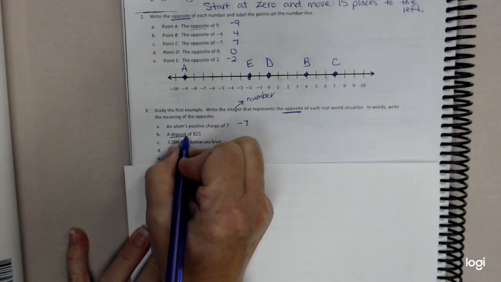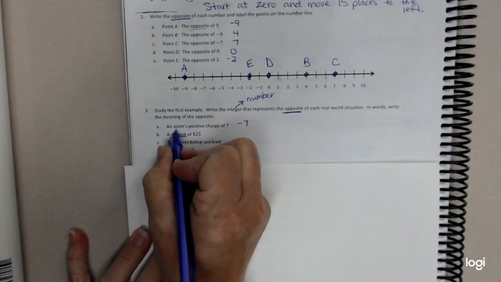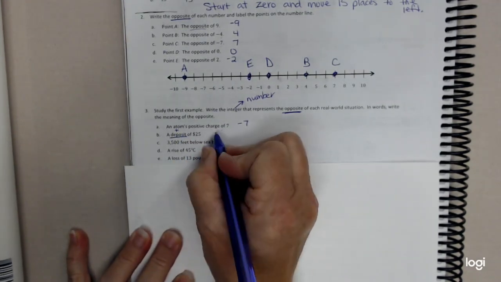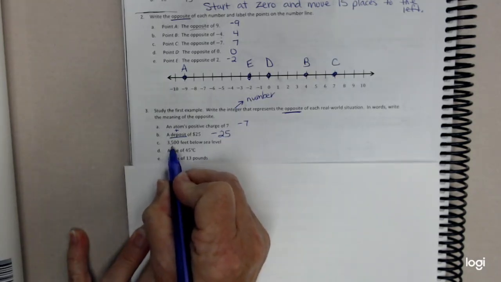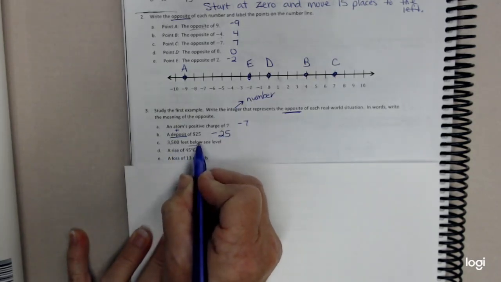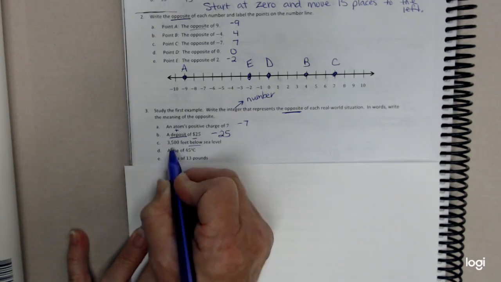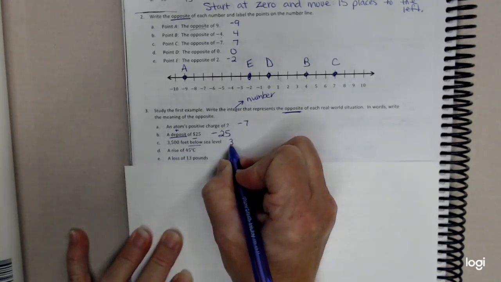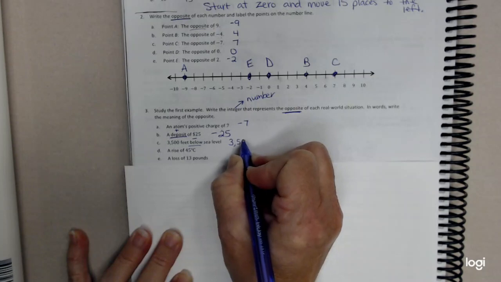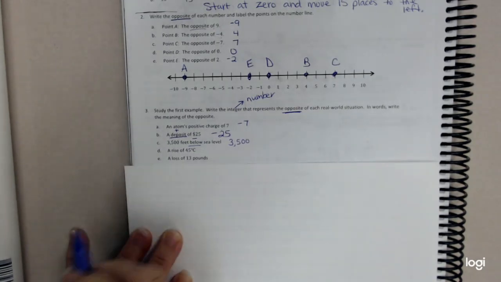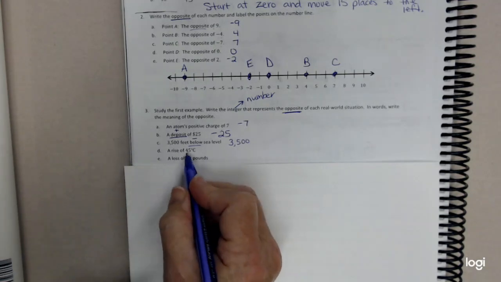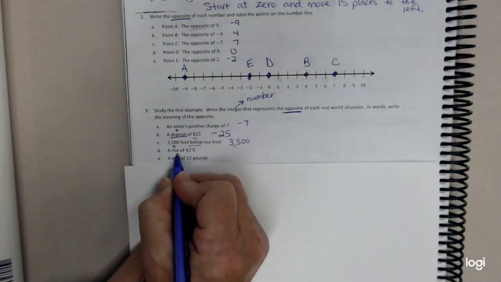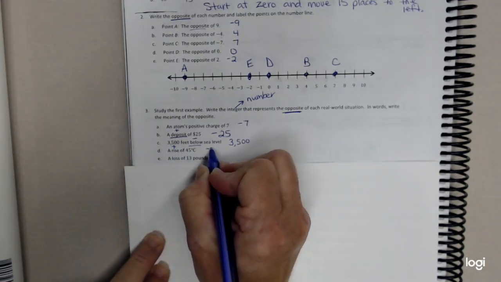All right, so let's check the paper. A deposit of 25. Remember, a deposit is a positive thing, so the opposite you should have put was negative 25. 3,500 feet below sea level, that would be a negative, so the opposite would be positive 3,500. Letter D, a rise of 45 degrees Celsius. A rise is a positive, opposite would be negative.